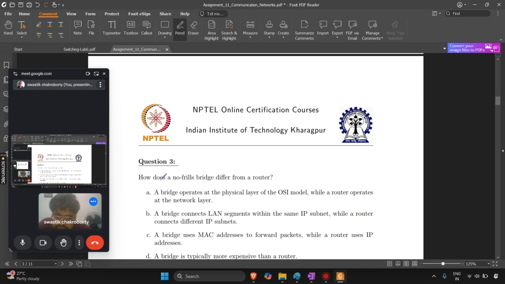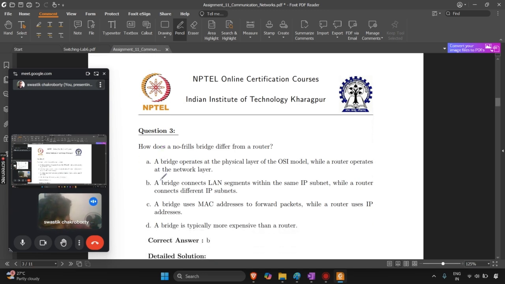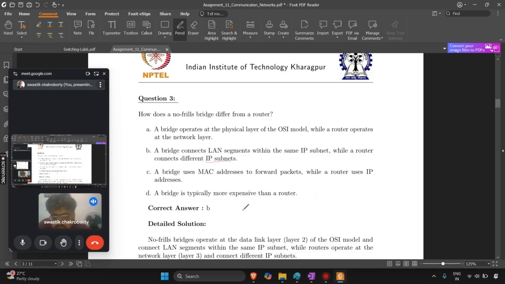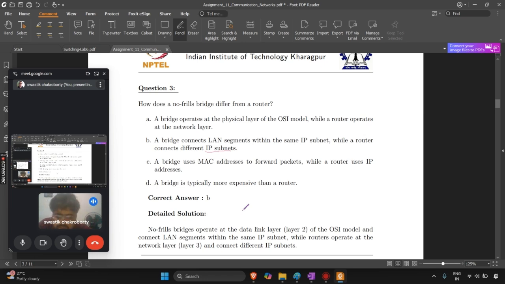Next, how does a no-frills bridge, that is a simple bridge, differ from a router? A bridge operates at the physical layer? Nope. A bridge connects LAN segments. A bridge uses MAC addresses to forward packets, while a router uses IP addresses. The bridge connects LAN segments, while the router connects different IP subnets. Bridges operate in the same IP subnet, routers in different IP subnets.